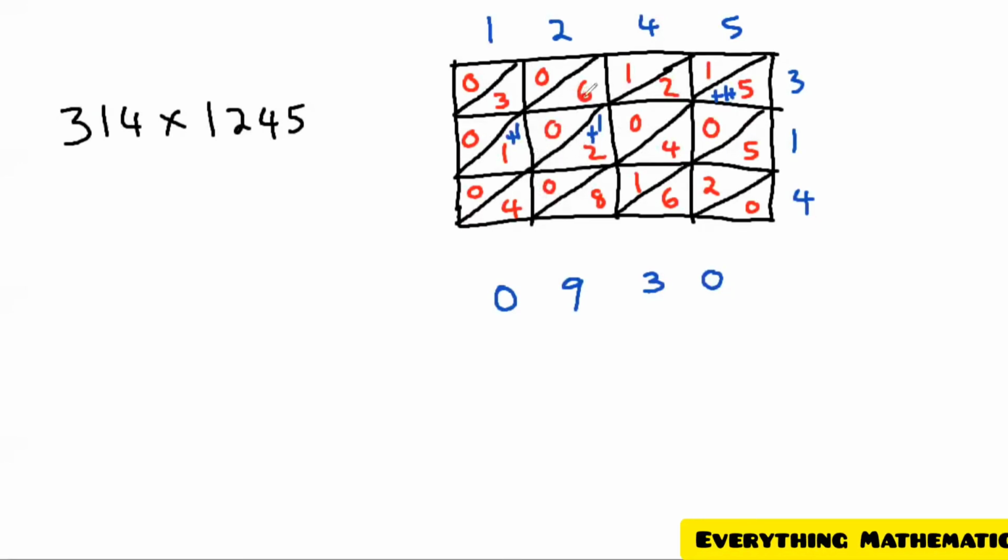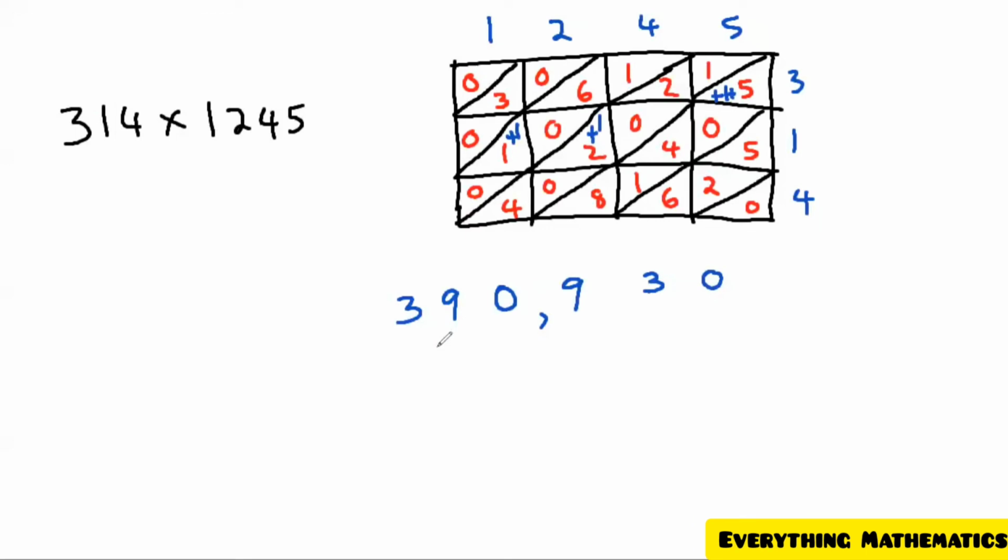So here we have now 6 plus 1, that is 7. 7 plus 2, that is 9. And in the last row here, there is just a 3. So I bring down my 3. So look at that. My answer is 390,930. Wasn't that fast? Wasn't that seemingly easy?